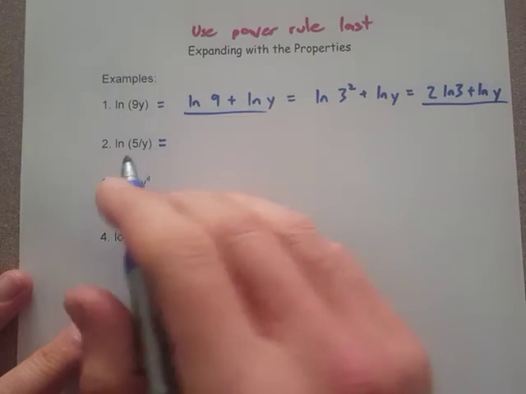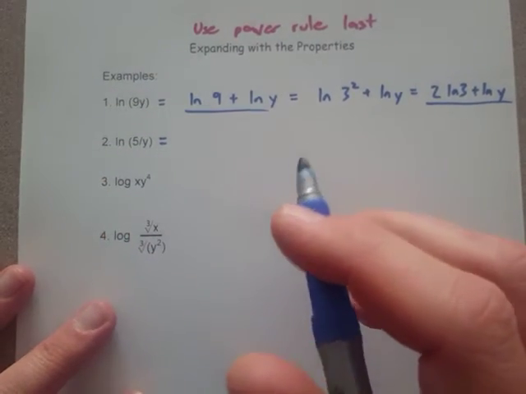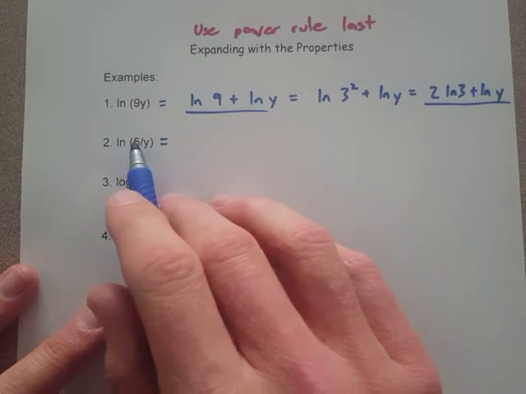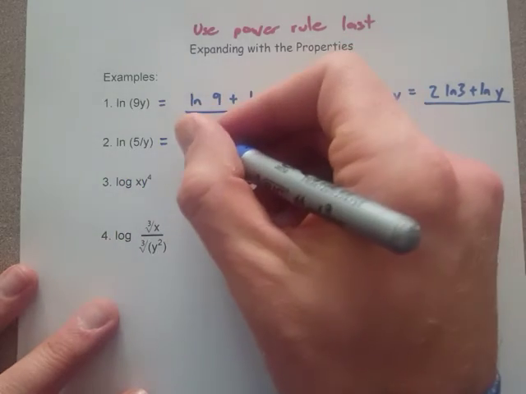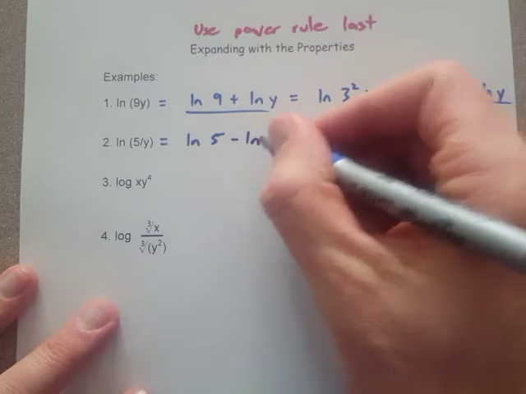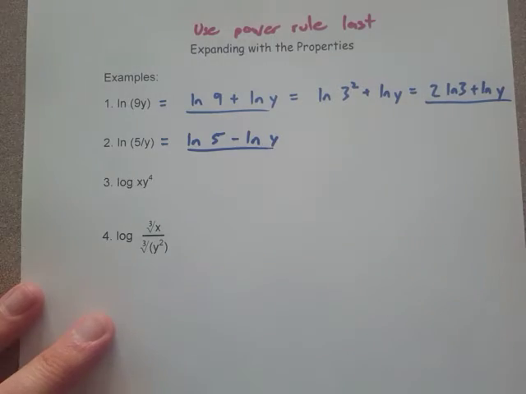For the second one, it's the quotient rule, and there's really no 2 ways to do this one. It's just 5 minus y. Division goes with subtraction. One thing to keep in mind though is keep this in order. The one that's on top goes first, the one that's in the bottom goes second. So this is going to be ln 5 minus ln y. And that's all you can do for this one.